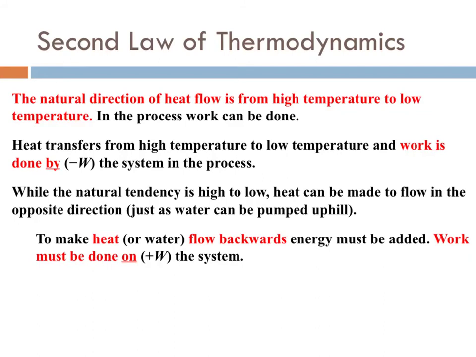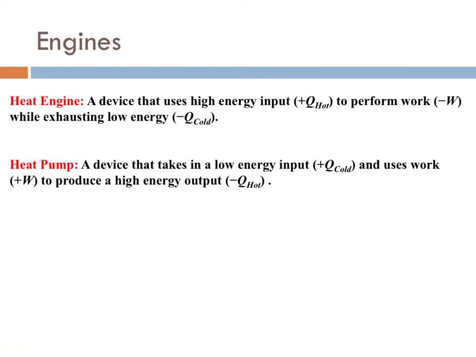So while the natural tendency is high to low, heat can be made to flow in the opposite direction, just as water can be pumped uphill. Now, in order for this to happen, in order to have heat flow backwards, energy must be added, and work must be done on the system in order to achieve that. So we have two different mechanisms to do this.